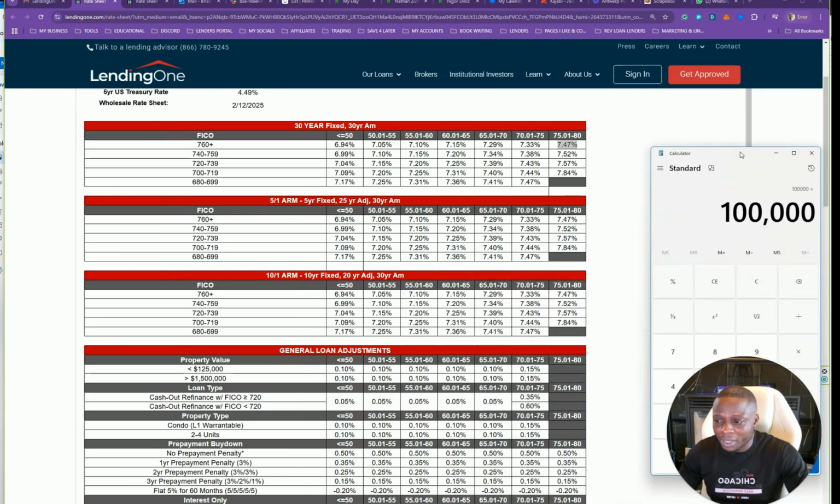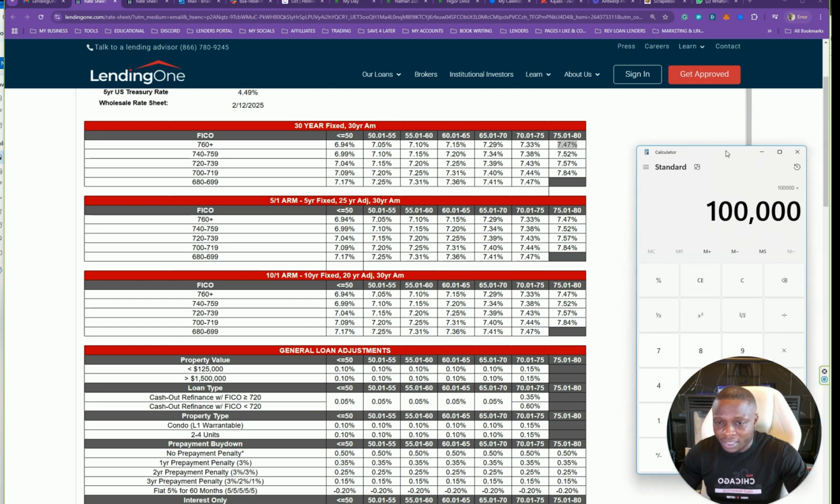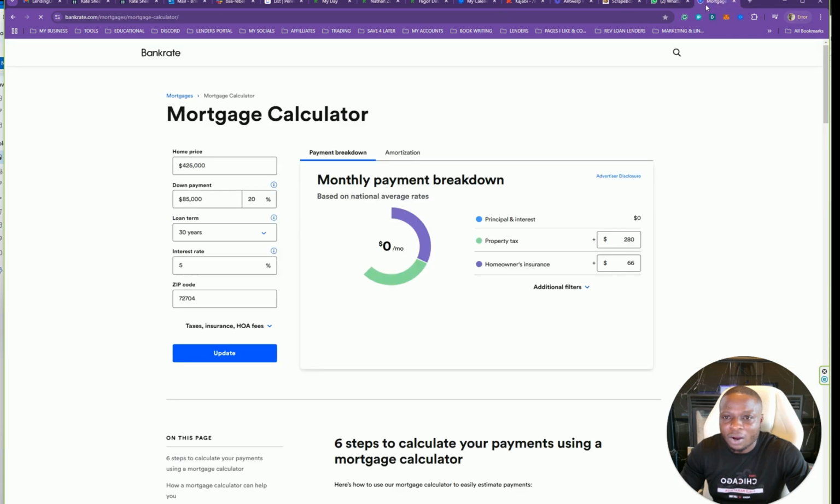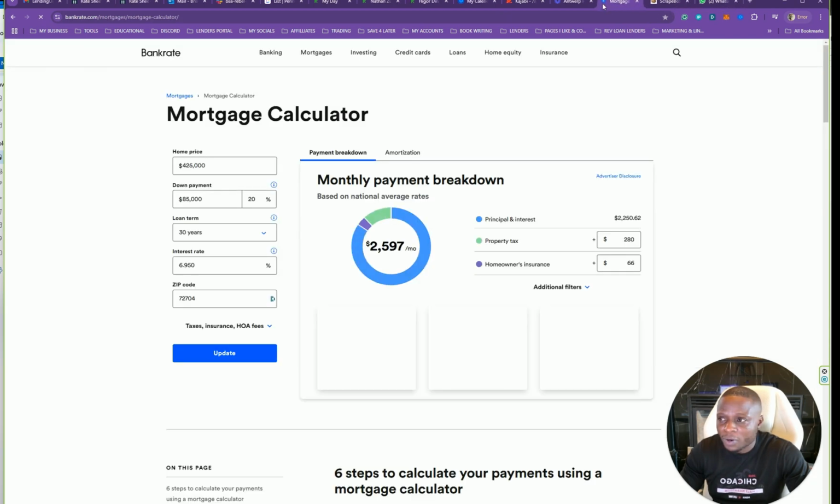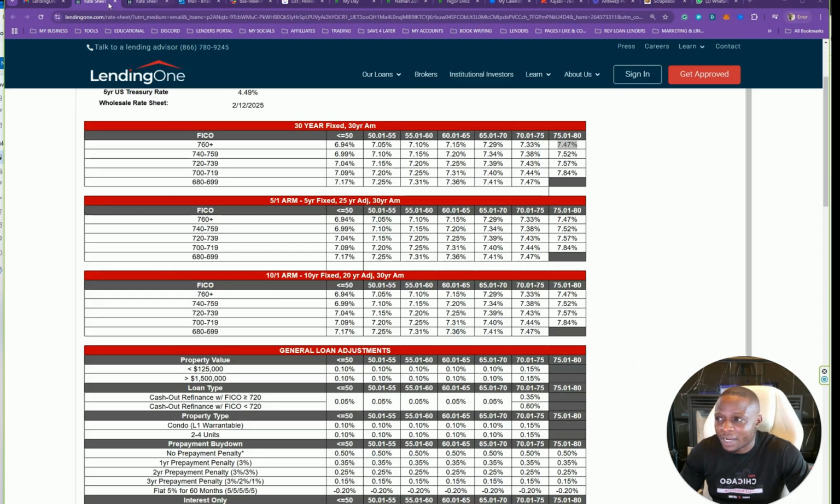So now, let's talk about the same individual, the same property, okay? And let's just say they wanted to get a 10-1 arm. Actually, let me even make it easier. I'm going to teach you guys how to calculate what their monthly payment is going to be on that mortgage. So I'm going to pull this up right here, and we're going to do a side by side.